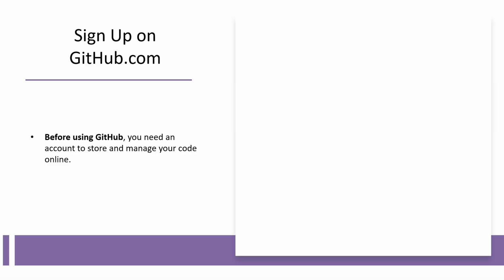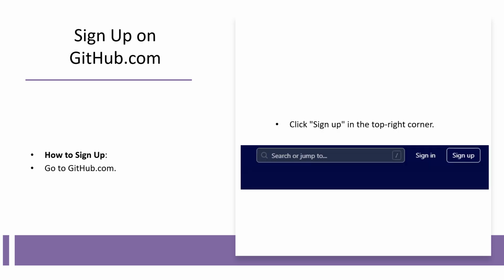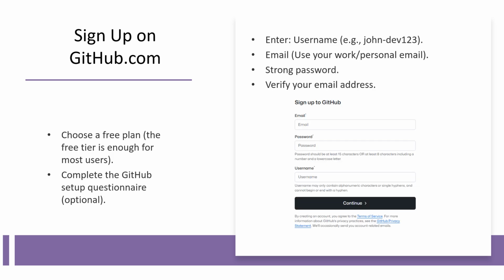Before using GitHub, you need an account to store and manage your code online. The sign-up process is simple. Go to github.com and click Sign Up in the top right corner. Enter your username, email, and password. Verify your email and log in.